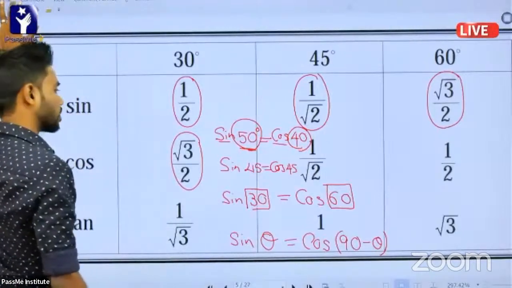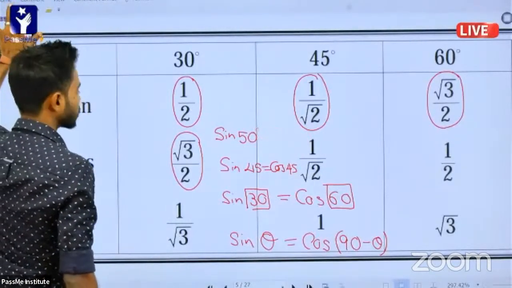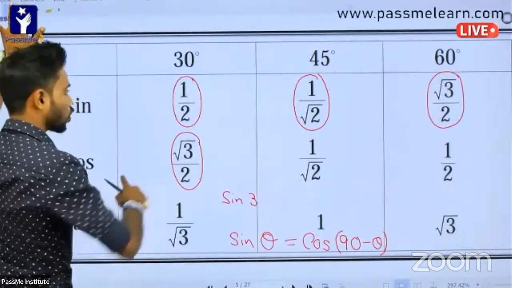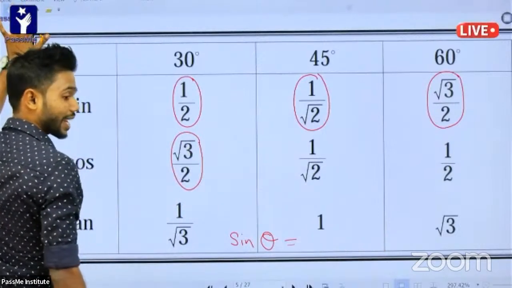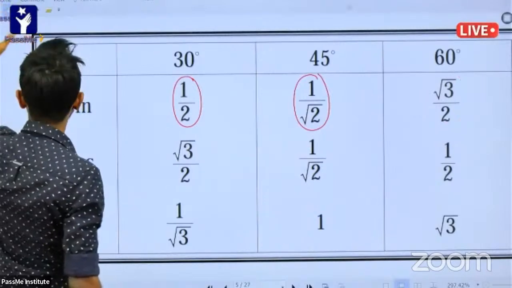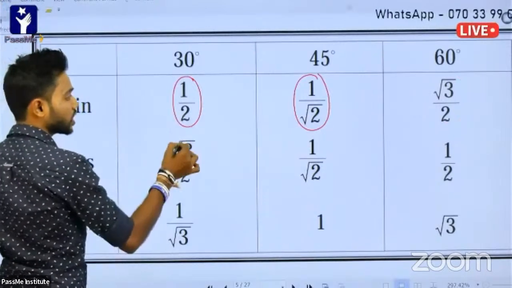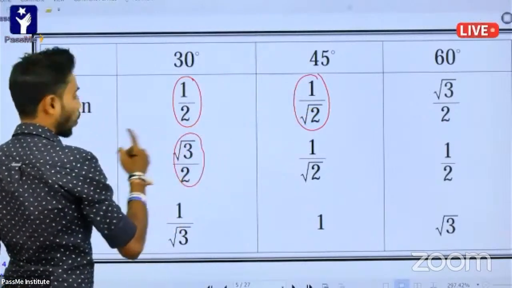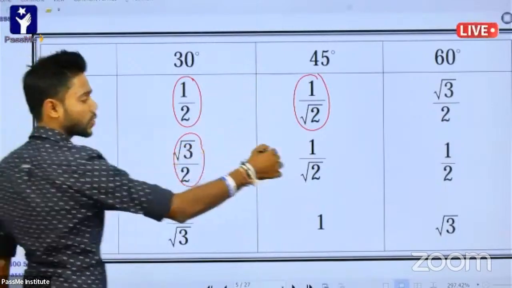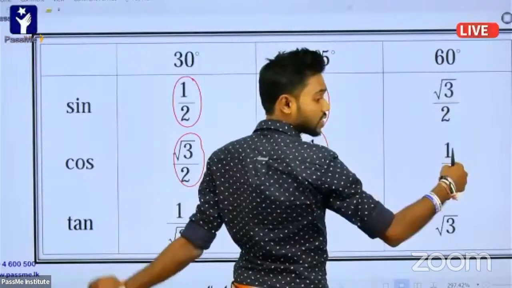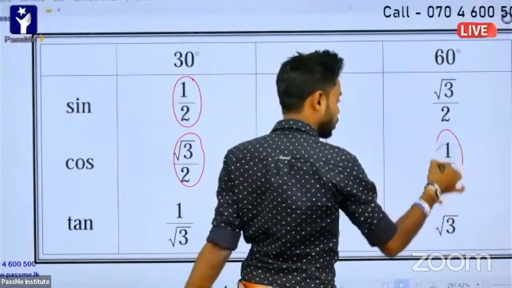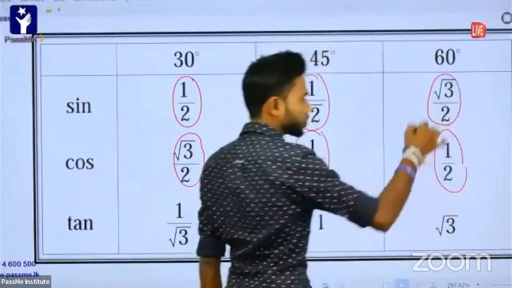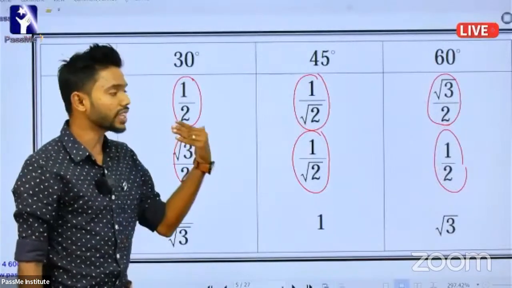Okay, so I will erase. If you follow that method, you can easily pick the correct values for cos 45. Cos 45 is exactly equal to sine 45 as well. Therefore, cos 30 is equal to sine 60, and sine 60, as you already know, is root 3 over 2. Cos 45 is equal to sine 45. And cos 60 is equal to sine 30, which is 1 over 2. This is how I got the values for cosine with the help of the sine values.